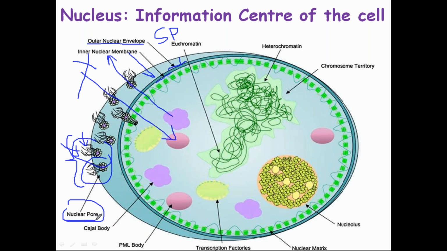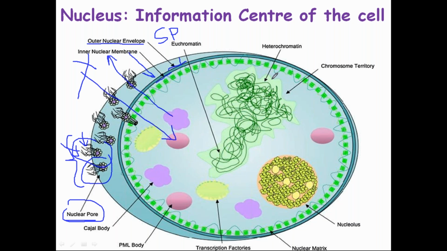These are called the nuclear pores. Very, very important. These pores are present over the nucleus, and we will see in the next slides that these nuclear pores are continuous with the outer and inner nuclear membranes. We will see in the next slide.